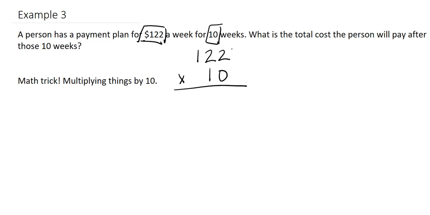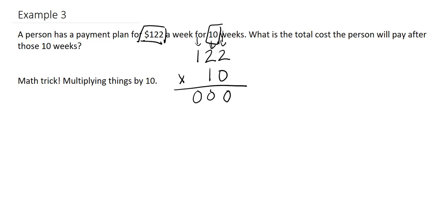Now, we have the 1s, the 10s, and then the 100s spot. So we lined up our place value, and then we're going to start with the bottom number on the far right. So we have 0. 0 times 2 is 0, because anything times 0 is 0. 0 times 2 is 0. 0 times 1 is 0.